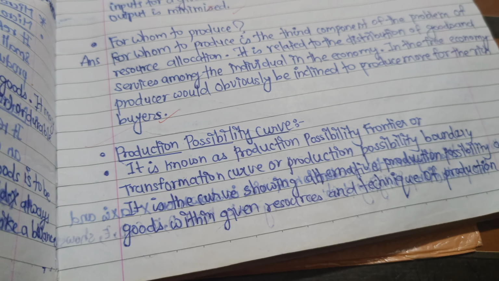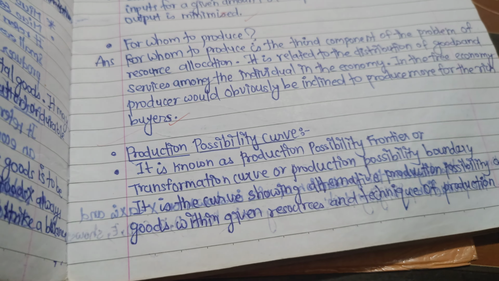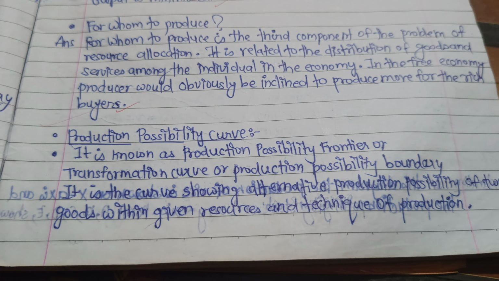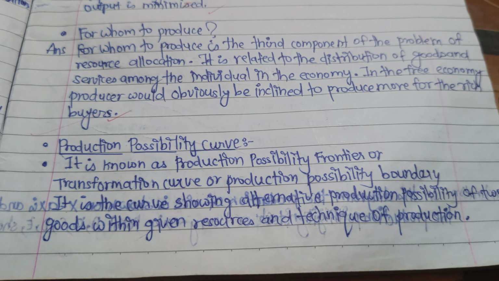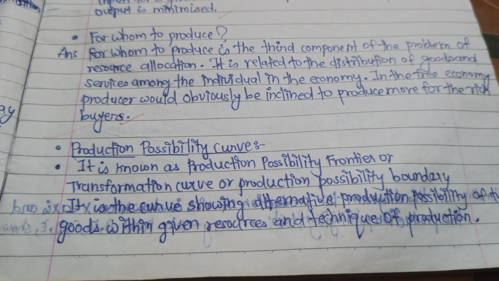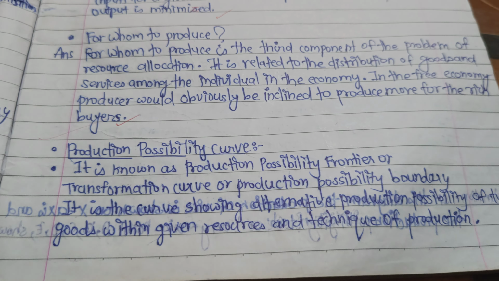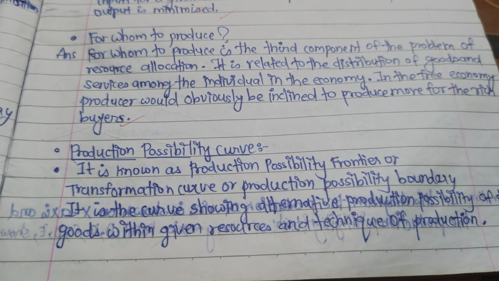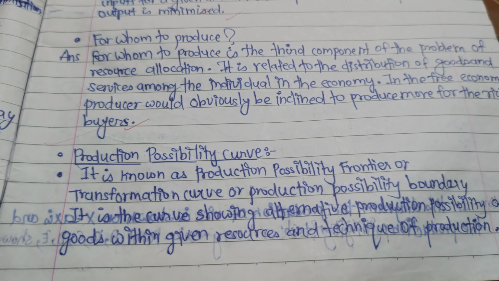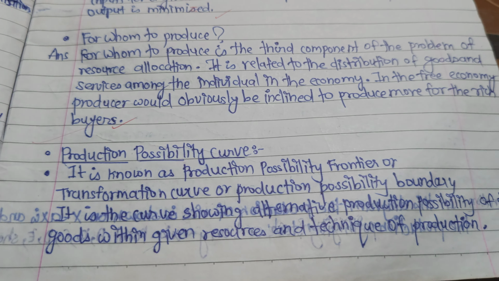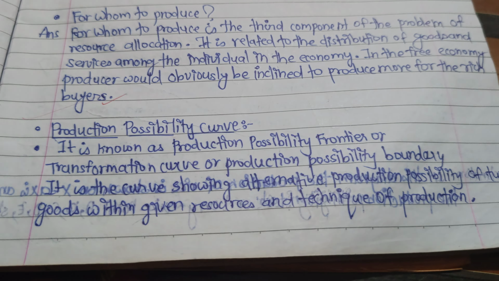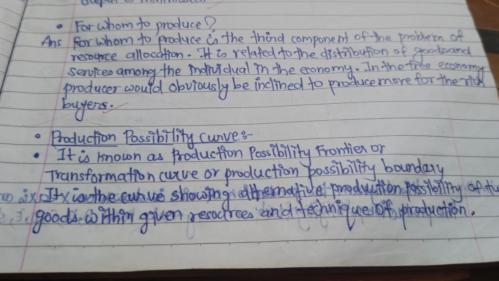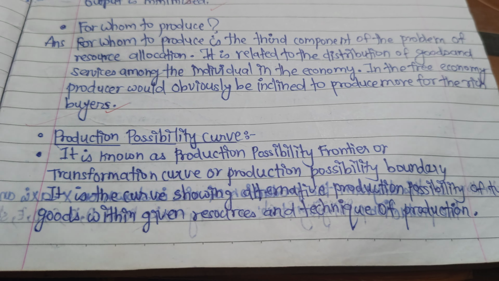The name of your first chapter is Introduction and Consumer Behavior. Now, we have already seen that the production possibility curve is nothing but the production possibility frontier. It shows different possibilities of production which the producer can take. So, it is also known as production possibility frontier or transformation curve or production possibility boundary.